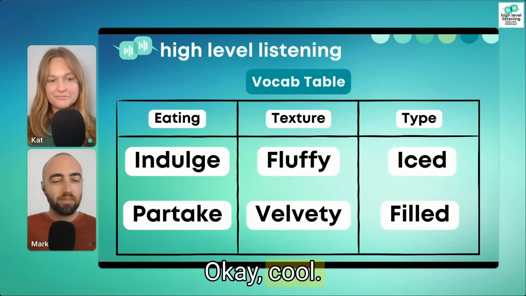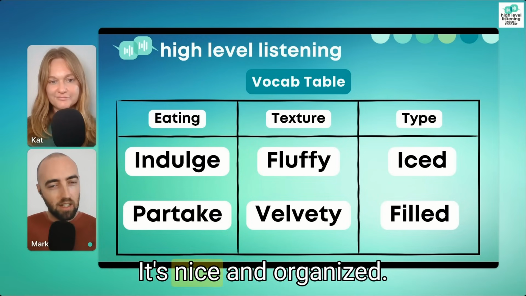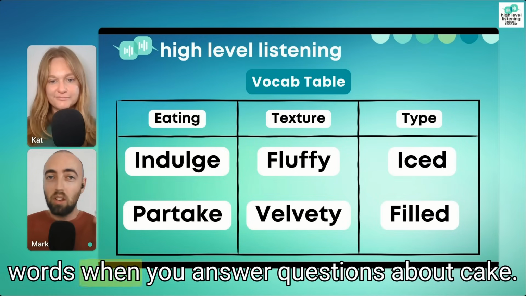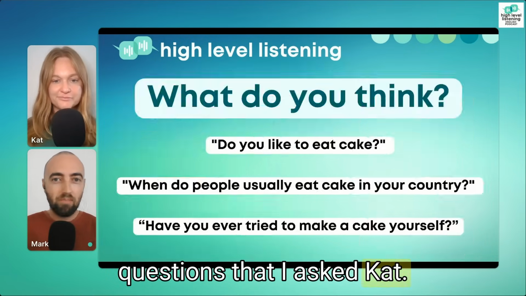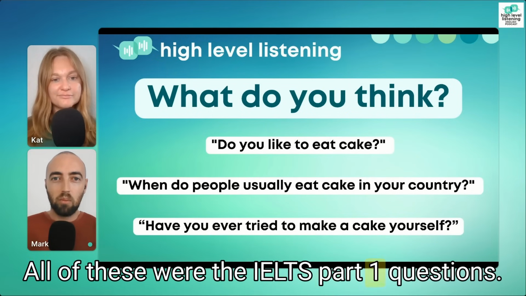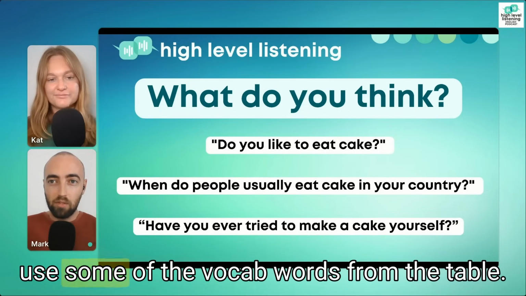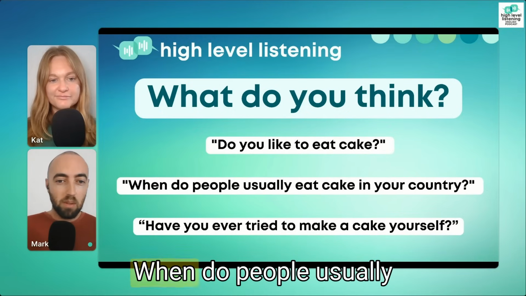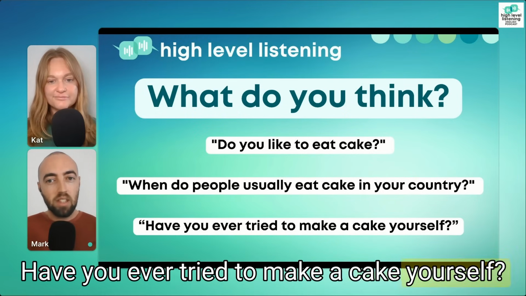Okay, cool. Right. So, yes, here's your vocabulary table. It's nice and organized. You're free to try and use these vocabulary words when you answer questions about cake. On the next slide, here are the questions that I asked Kat. All of these were the IELTS Part 1 questions. See if you can give your own answer and use some of the vocab words from the table. Do you like to eat cake? When do people usually eat cake in your country? Have you ever tried to make a cake yourself?